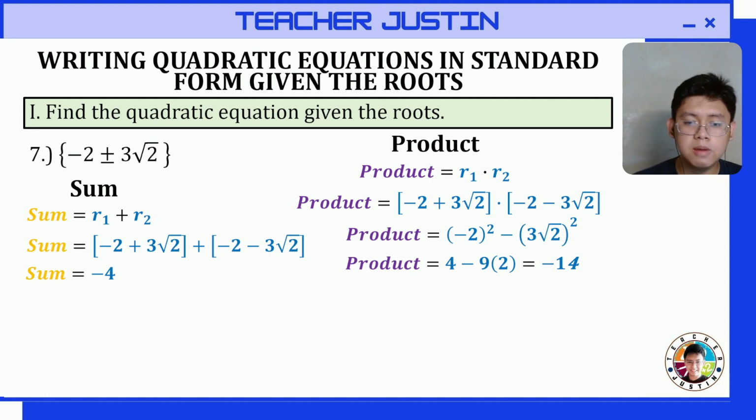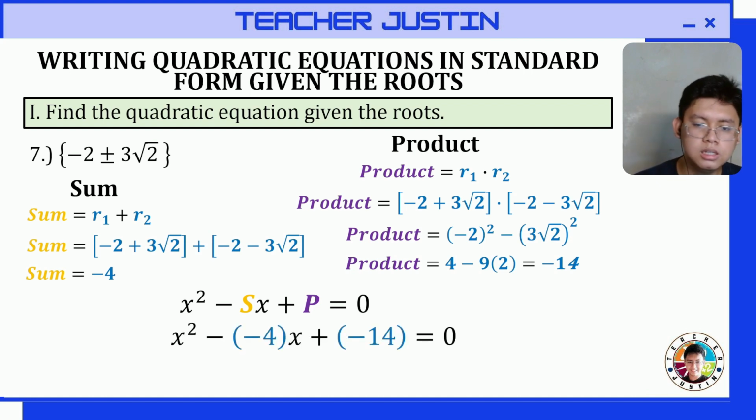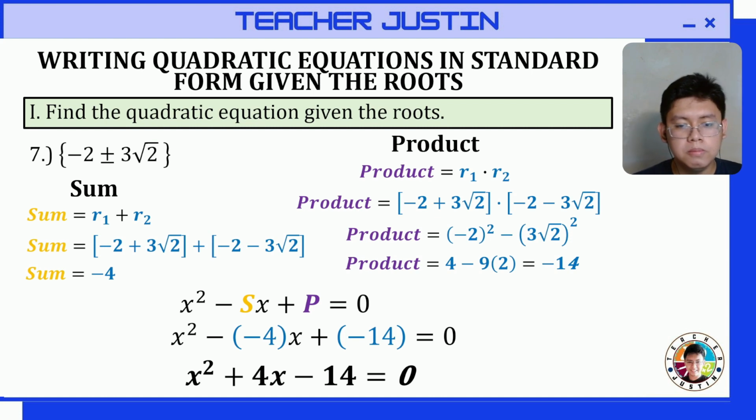Now that we have our sum and product, we can now write our quadratic equation using the formula x squared minus sx plus p is equal to 0. So, let's substitute the sum and product. So, let's substitute. We will have x squared minus negative 4x plus negative 14. So, let's simplify the signs. This will now be equal to x squared plus 4x minus 14 is equal to 0. And that will be our quadratic equation.